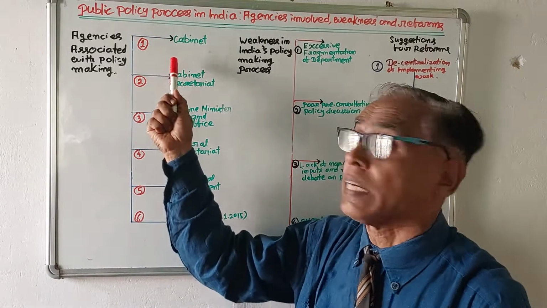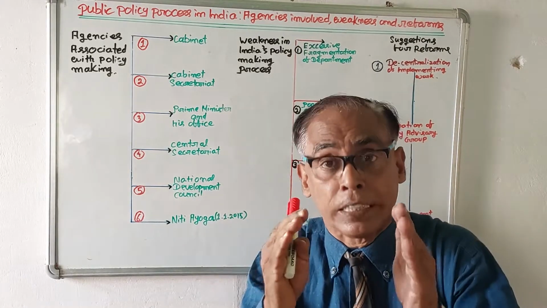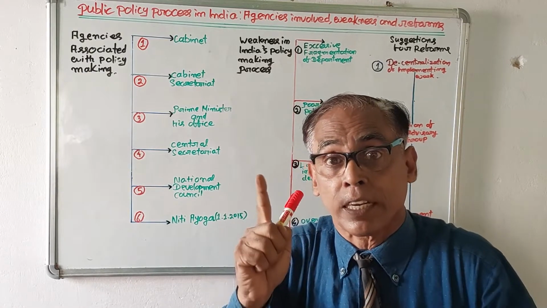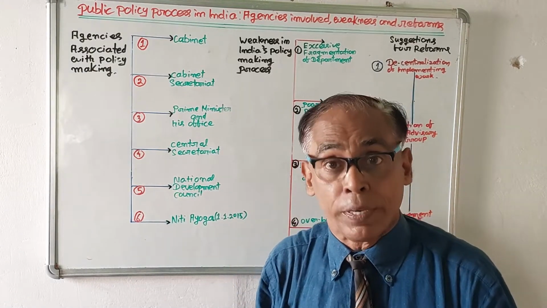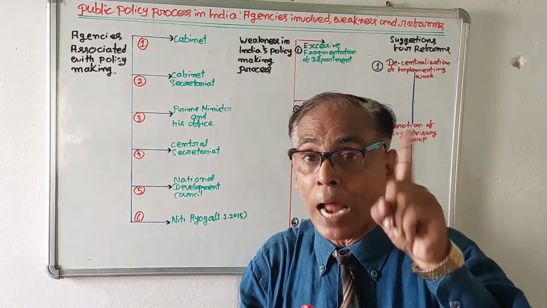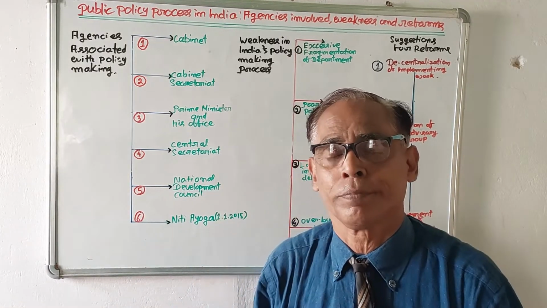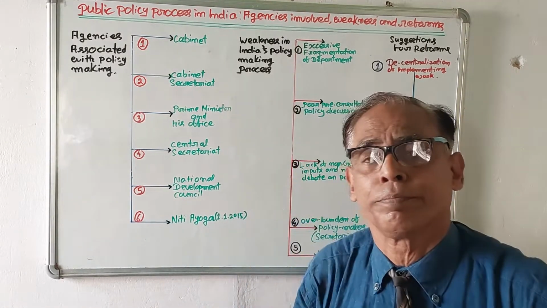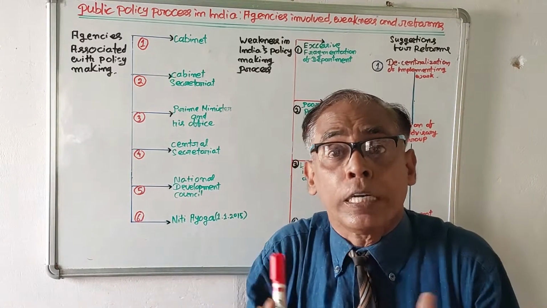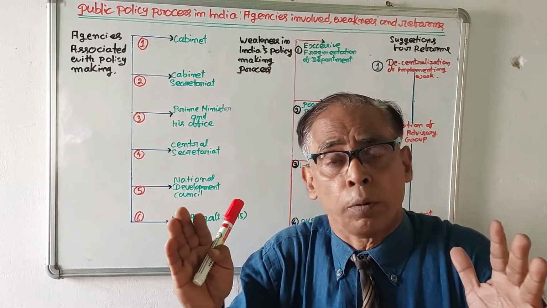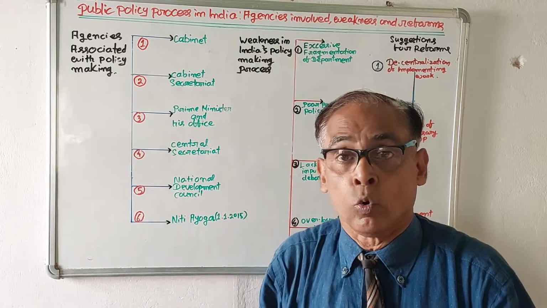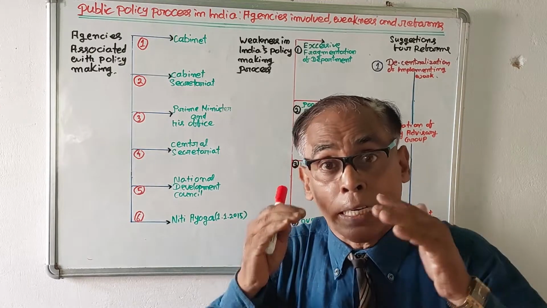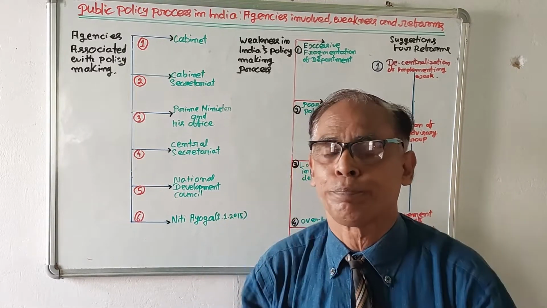The first one is the cabinet. The first institution associated with the preparation of public policy is the cabinet. Cabinet means a committee consisting of the Prime Minister and all the cabinet ministers. Cabinet plays an important role in the formulation of public policy. What type of public policy will be adopted in the country will be discussed first in the cabinet.